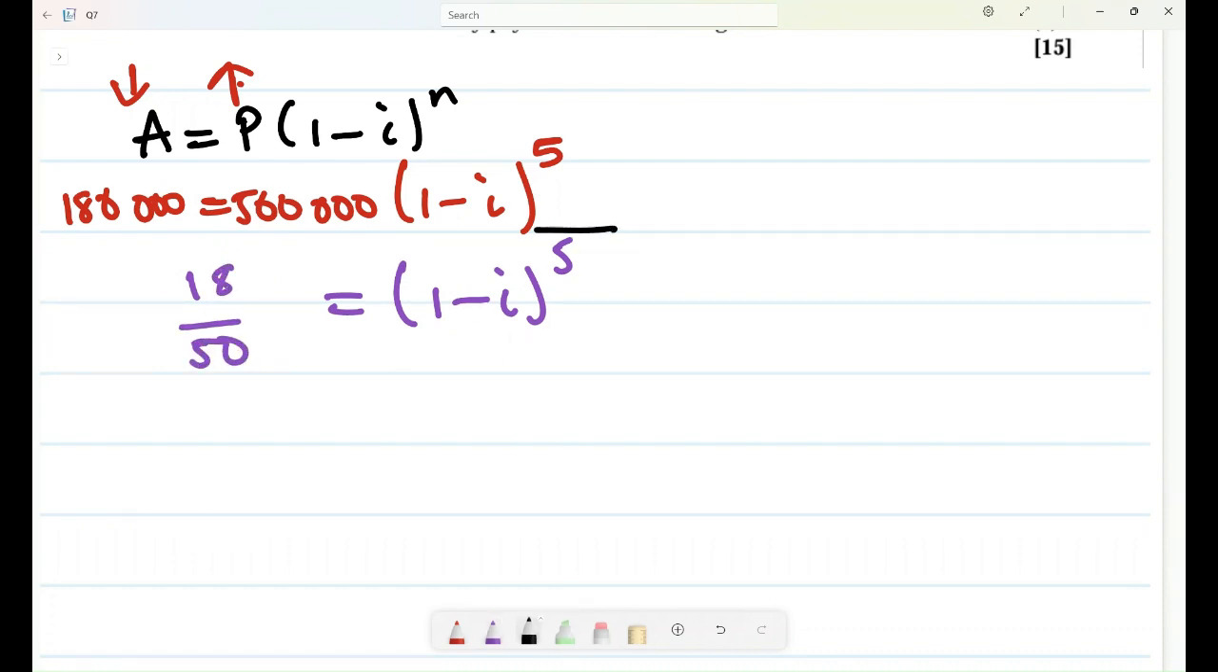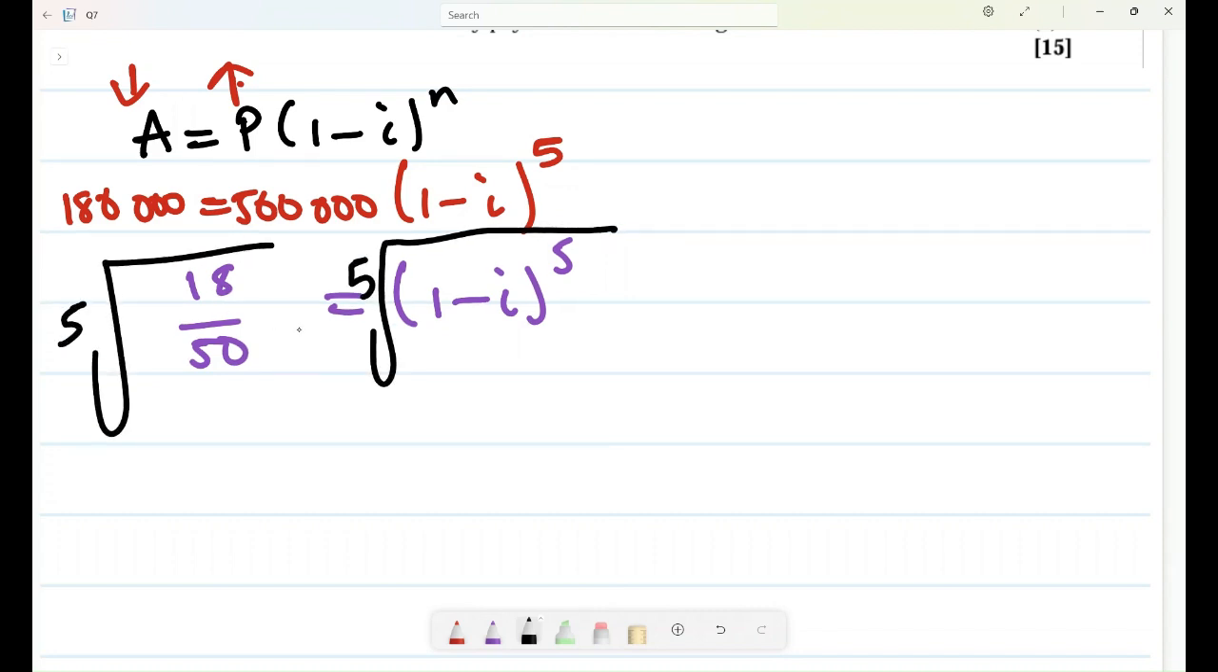All right. Then I'm going to do what? I'm going to take the fifth root on both sides. Then I'm going to be left with 1 minus I is equal to the fifth root of this value. Instead of doing this, I'm going to take this I to the other side. All right, let me show you exactly what I mean. I want to avoid rounding off, right?